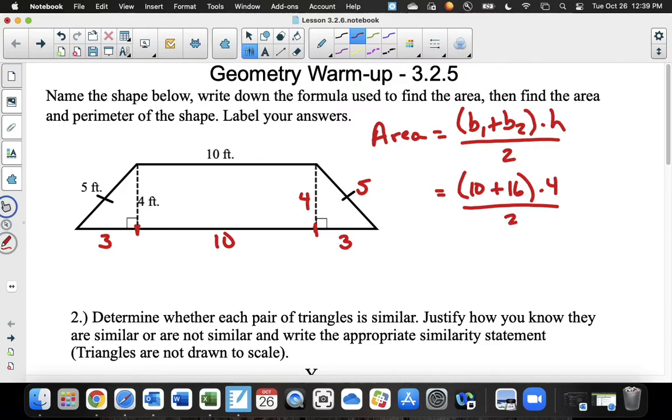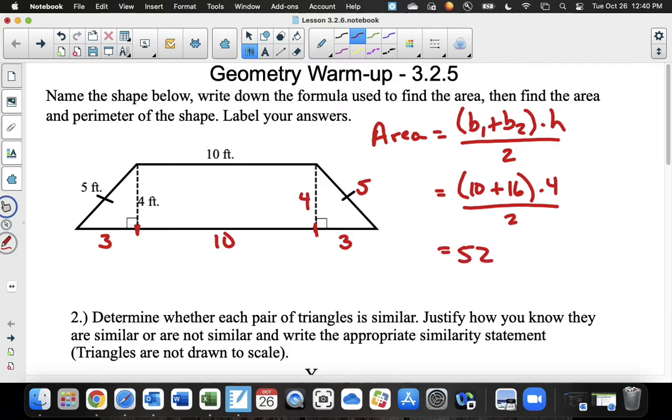Divide everything by 2, and now it's back to order of operations again. Right, start in the parentheses, get an answer. We've got 26 times 4 is 104, right? Divided by 2 takes me back to 52. So we've got an area of 52.